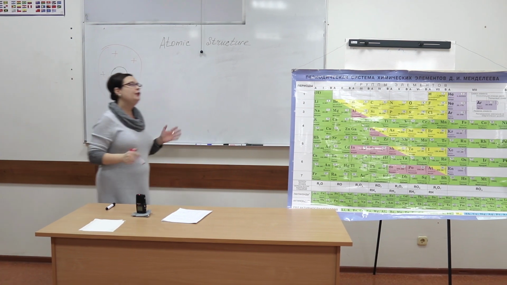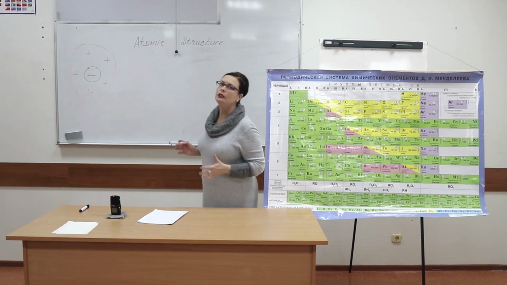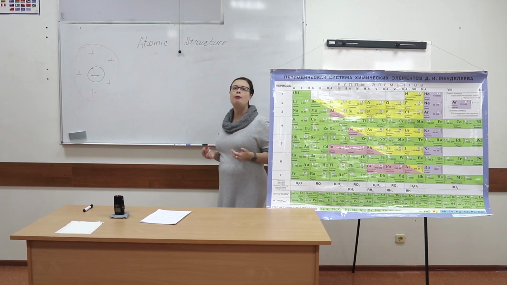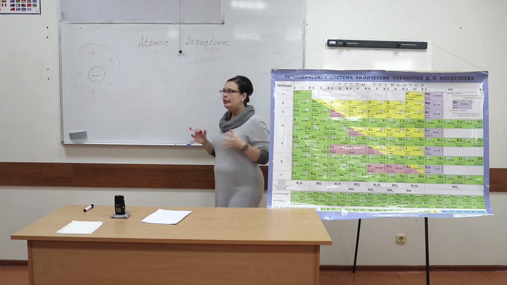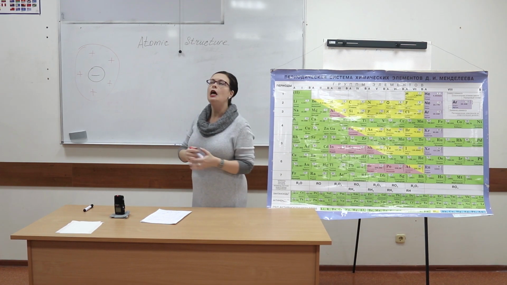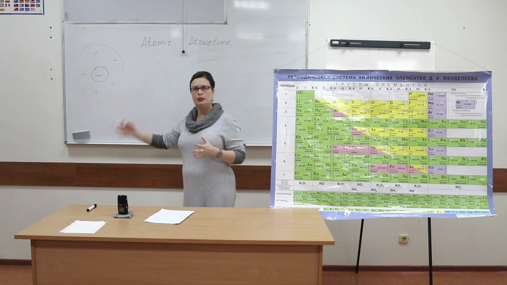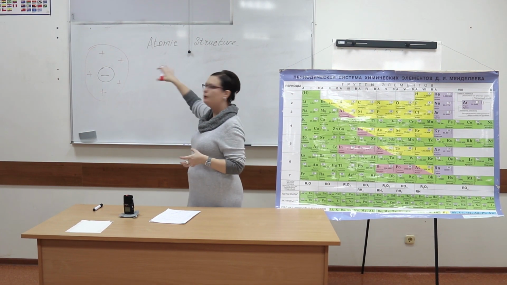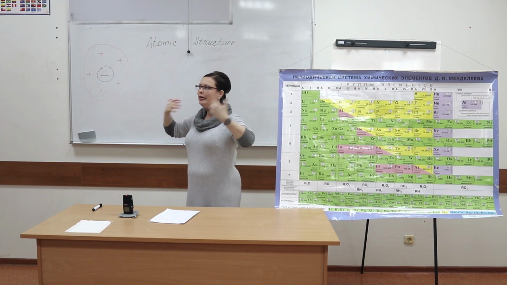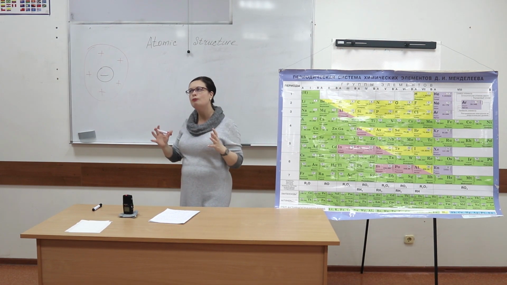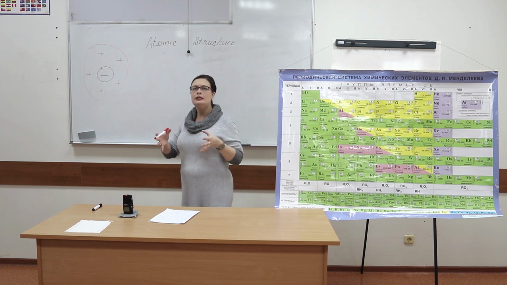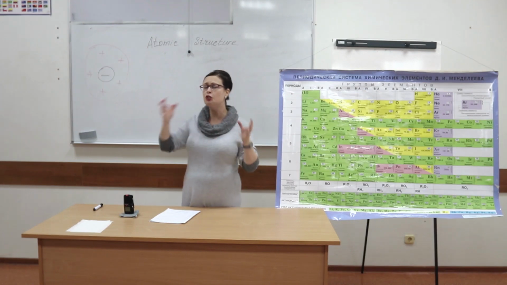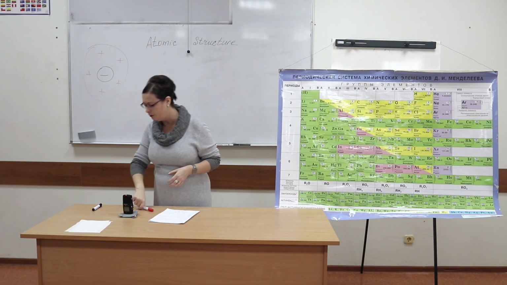After that, the colleague of Thomson, Rutherford, tried to prove this plum pudding model, and he was surprised by the results of his experiment, which did not agree with the plum pudding model. And he made his own model, which is the basis of our modern imagination about the nature of the atom.